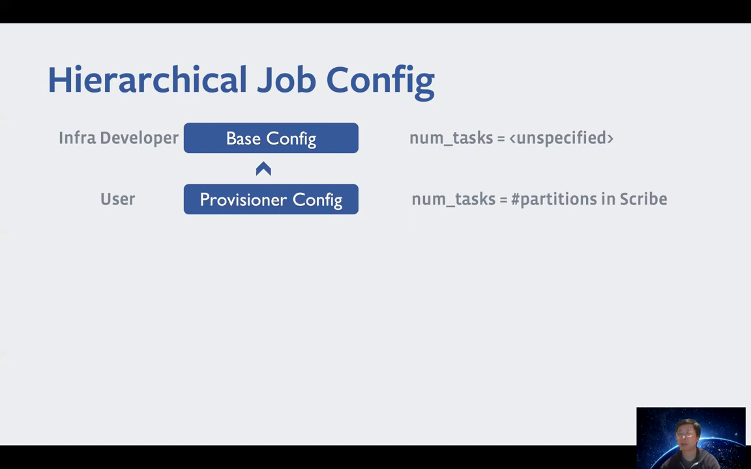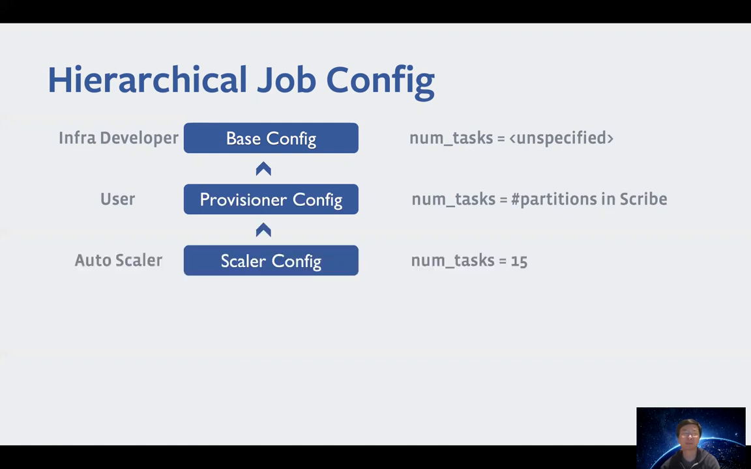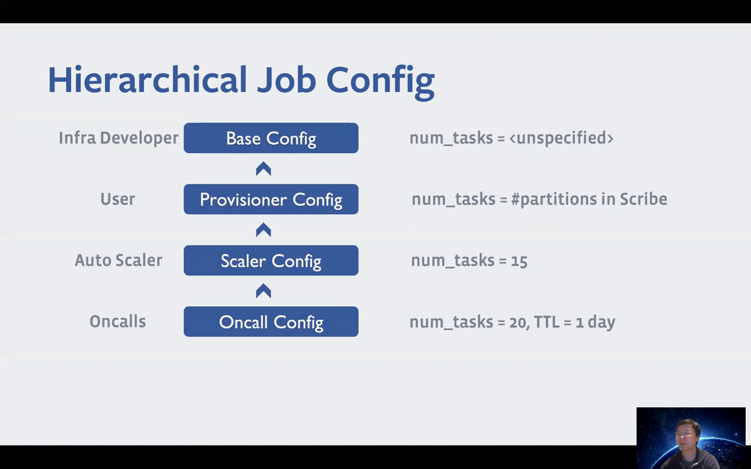The scaler config is updated by the autoscaler whenever it decides to adjust a job's resource allocation based on the workload and the current resource usage. Finally, the on-call config is used by on-call when human intervention is needed to solve an ongoing service problem. Those configs are exactly the same format, and they are ordered by priorities. On-call config has the highest priority. We can also set an expiration time for the on-call overrides if needed. Each actor will update their corresponding config, and the final job spec is generated on the fly. We'll take a look at how they will be used a little bit later.